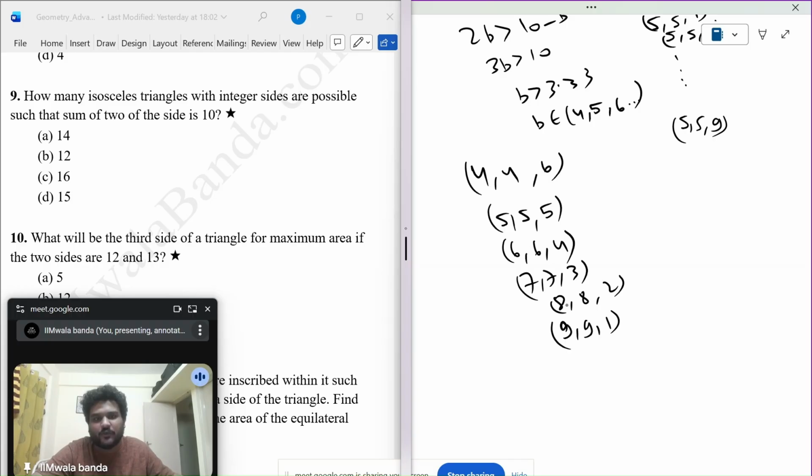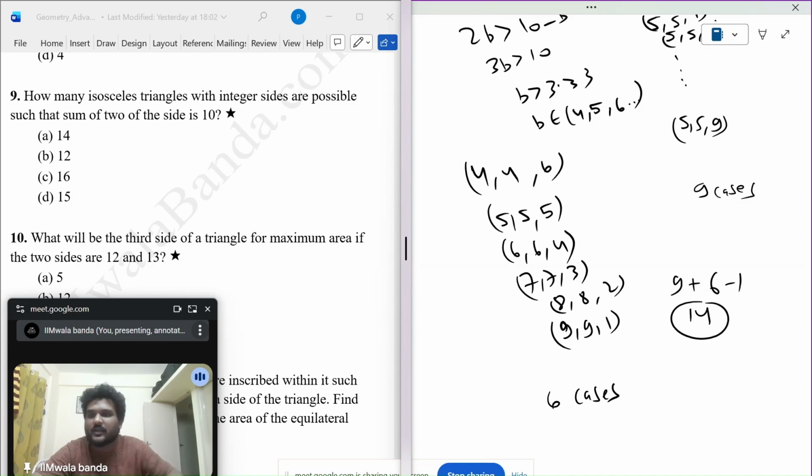So 1, 2, 3, 4, 5, 6. 6 cases from here, 9 cases from here, and 5, 5, 5 is getting repeated. So 9 plus 6 minus 1, or 8 plus 6. 14 should be the answer for 9.